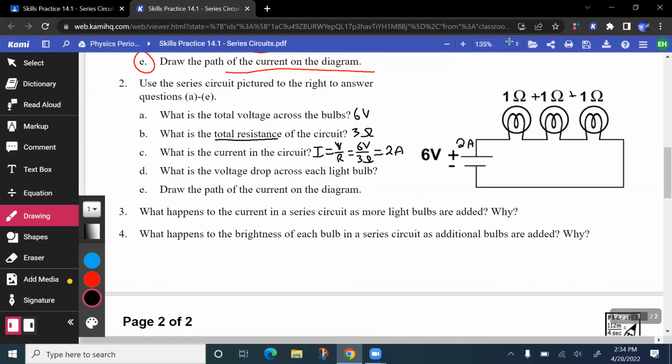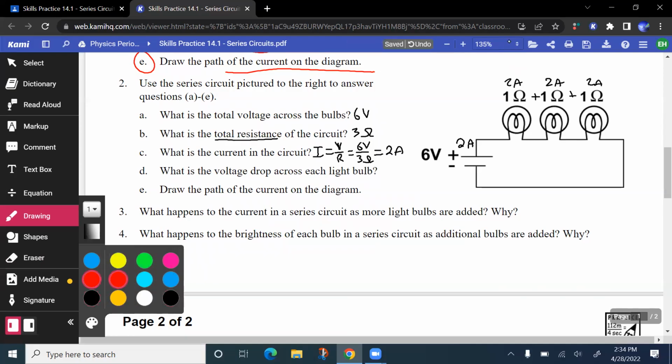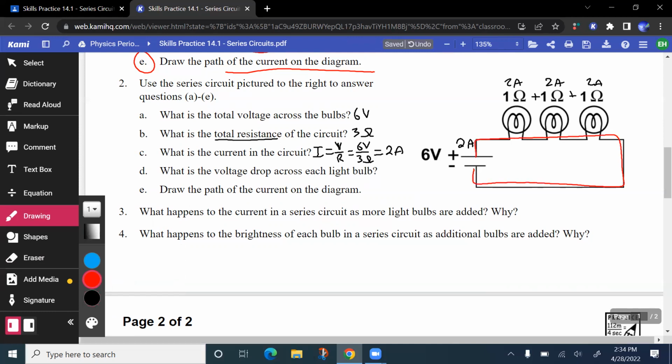We have 2 amps of current here, 2 amps of current here, 2 amps of current here, 2 amps of current here. And if we draw the current in that circuit, it's going to go again in one path, all the way from the positive to the negative end of the battery. Okay, so part D, what is the voltage drop across each light bulb? Now, each light bulb is the same 1 ohm resistor, so we're just going to do this calculation once. V equals I times R, or 2 amps times 1 ohm equals 2 volts.